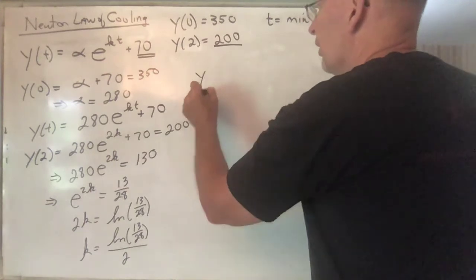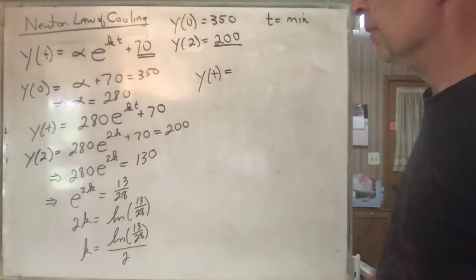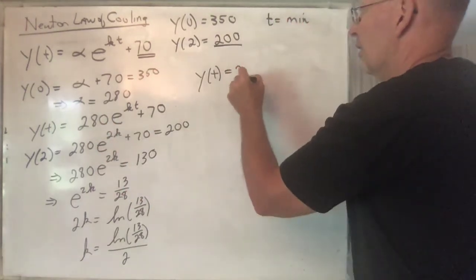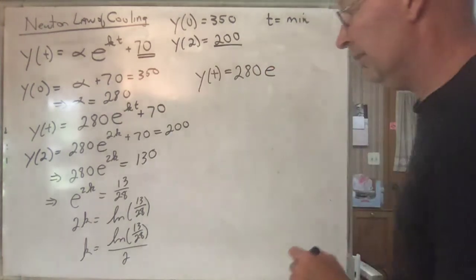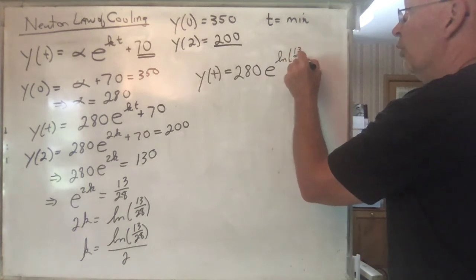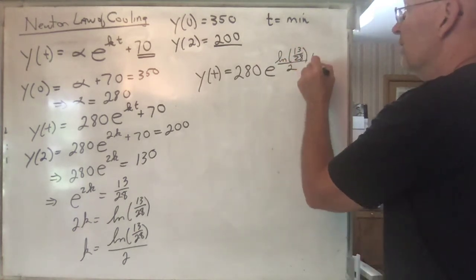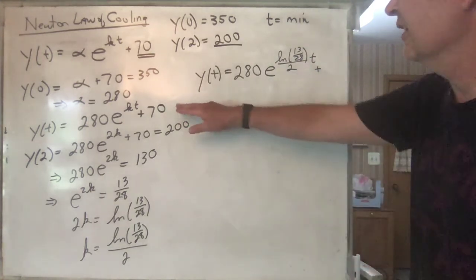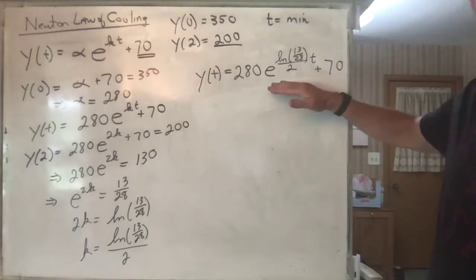So here's my formula. Y of t is equal to, what did I say it was? 280 times e to the, here's my constant, ln of 13/28 all divided by 2 times t, plus 70. There. So there it is for any value of t.